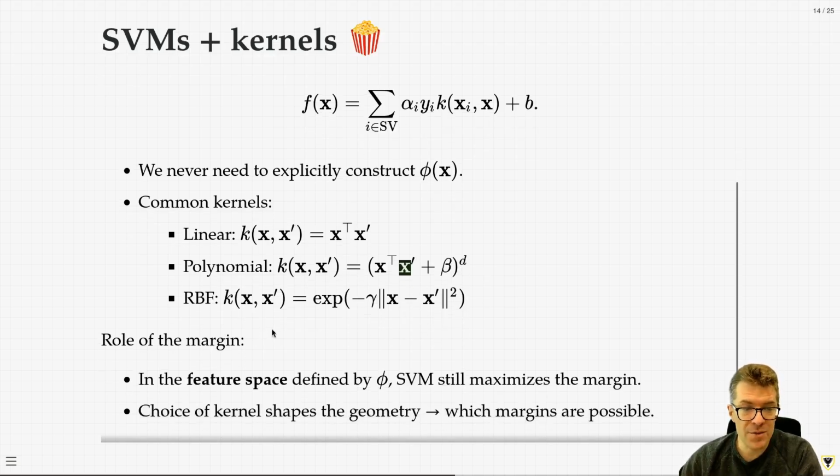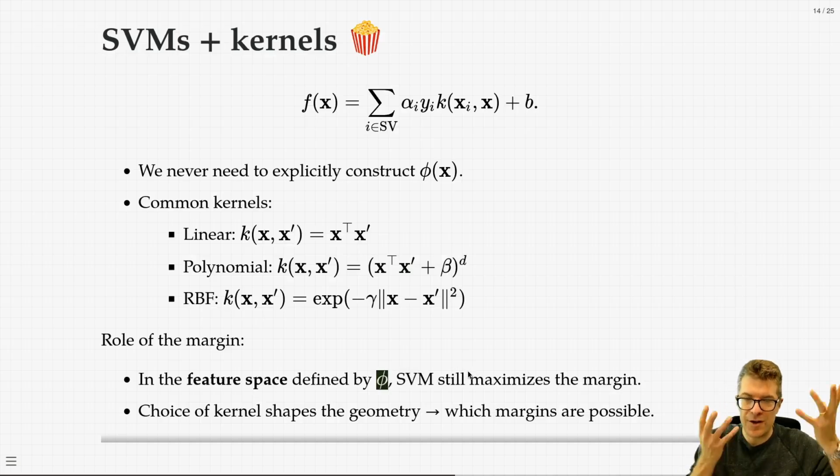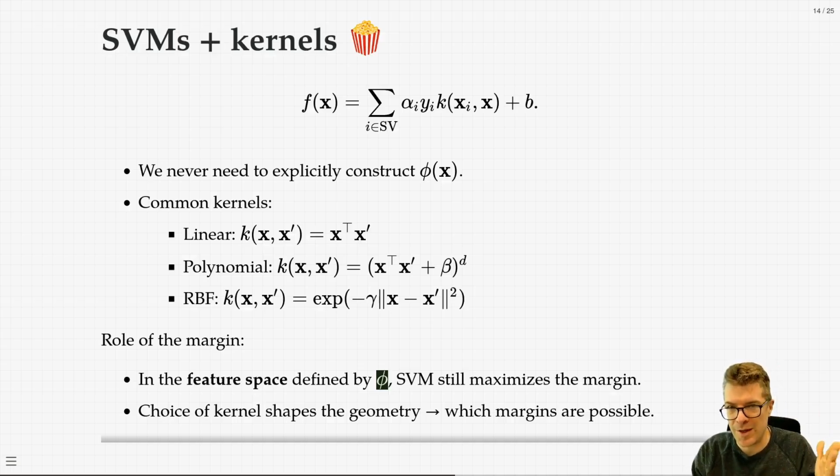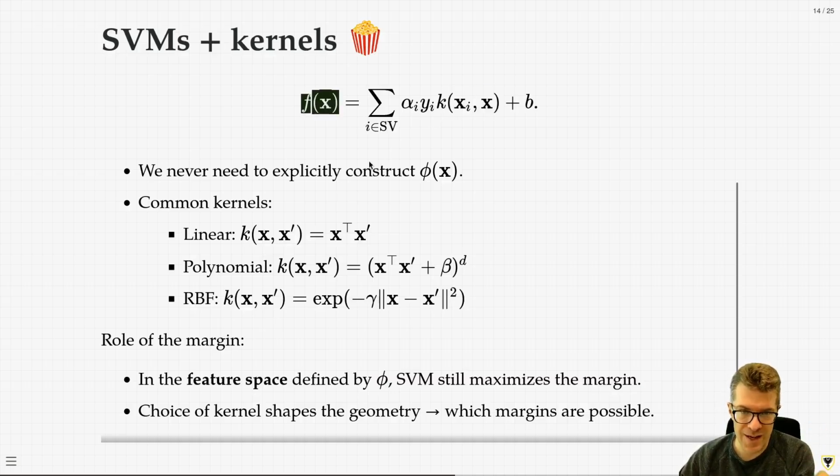So the role of the margin in feature space defined by phi: SVM basically will maximize the margin. So we convert all of our data into a higher dimensional feature space. This is implicit through the use of the kernel. We compute W and B through our training data. We get our support vectors. Then given those support vectors, we get a new data point. We use those support vectors and the alphas we've learned and the labels we already have on our training data to compute this function. This gives us a new prediction for the class, or a value that gives us our class, positive or negative, and we're done.